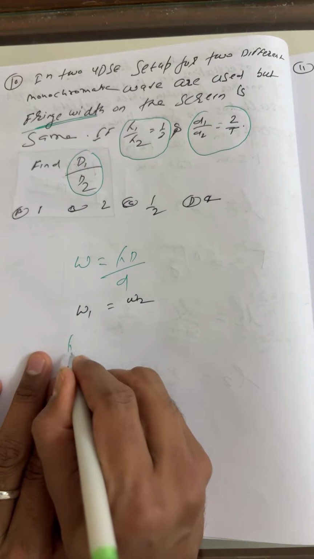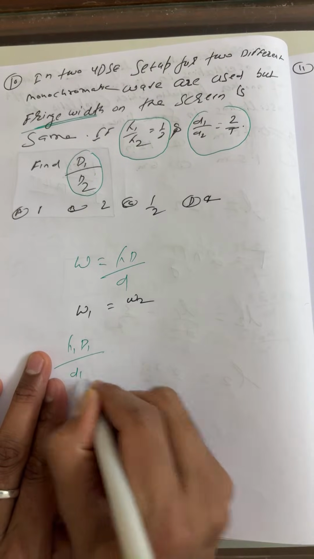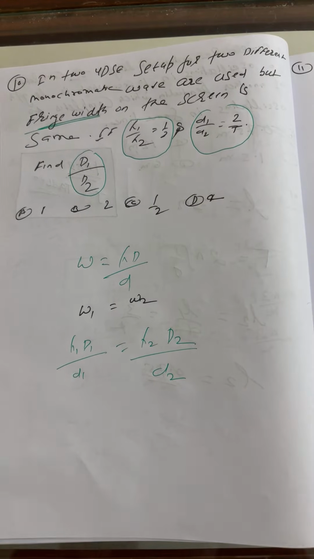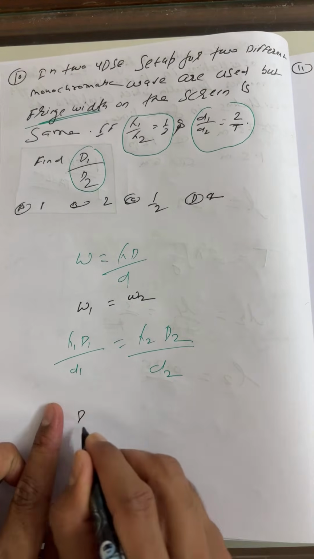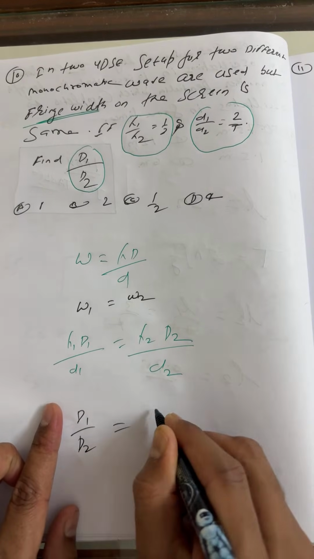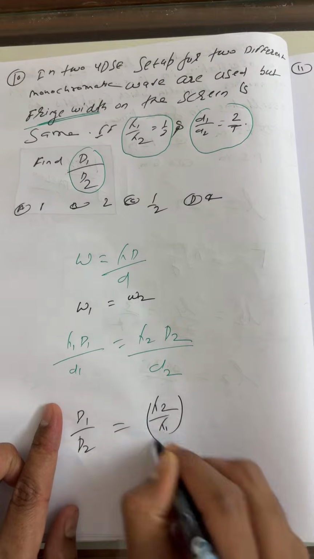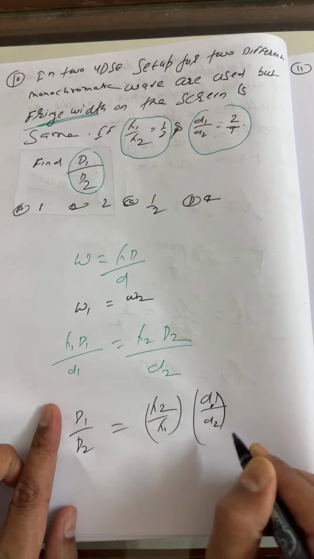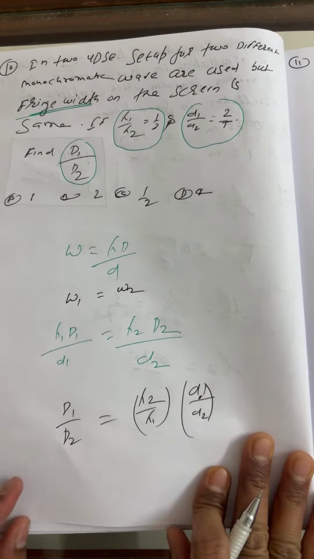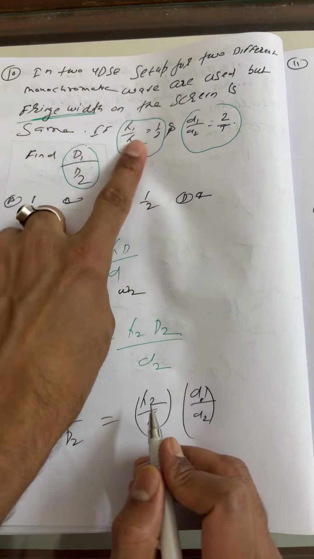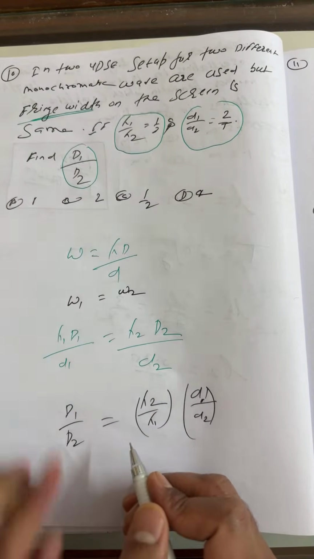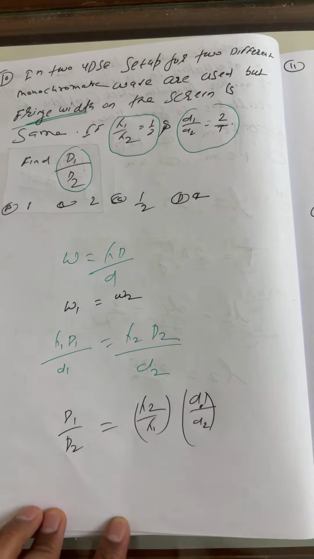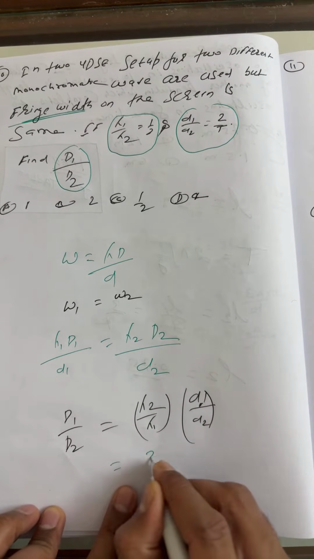This is simple: lambda 1 D1 upon beta equals lambda 2 D2 upon beta. Now we wish to find d1 by d2. So d1 by d2 is lambda 2 by lambda 1. Now just feed the value there. Lambda 1 by lambda 2 is mentioned as 1 by 2. Lambda 1 is what, lambda 2 how much is mentioned here? This is 2, simply.